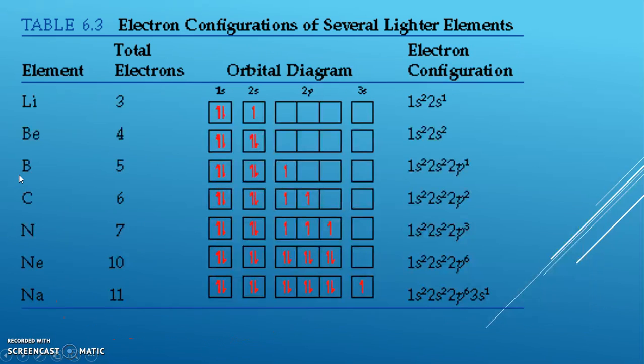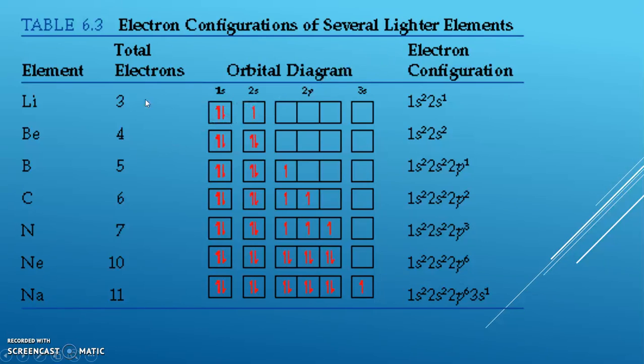Now here is a quick view of some other ones. These are the first few lighter elements with the electron configurations written out, as well as the orbital diagram, as this is sometimes called. So again, the way I get the 1s, 2s, 2p, 3s comes from the Aufbau principle. It just comes from using that chart and saying which comes first.